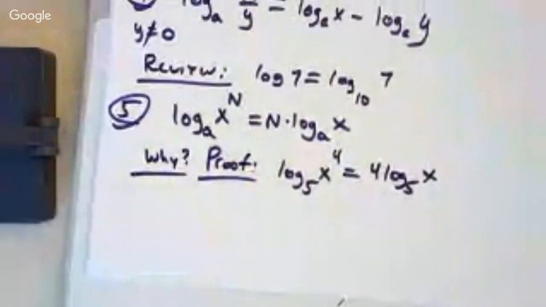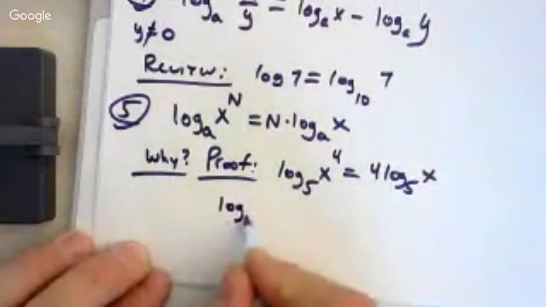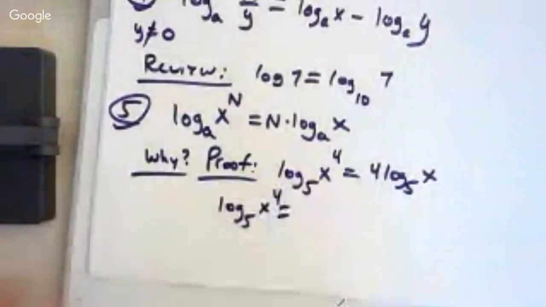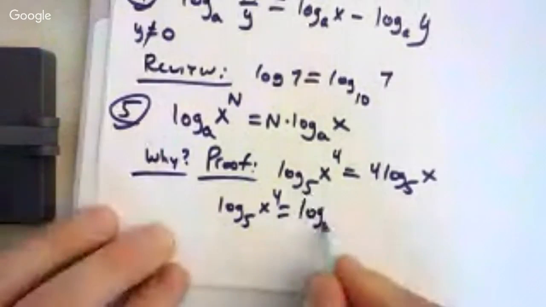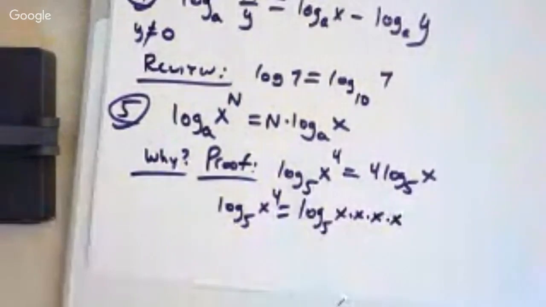We need to show that that's equal to 4 log base 5 of x. So here's the deal with math proofs. We take the left-hand side, we turn it into the right-hand side. Ready, set, let's go. So log base 5 of x to the 4th power. Well, let me ask you a question. x to the 4th power is x times x times x times x, 4 times. So log base 5 of x times x times x times x. That's just what x to the 4th means.